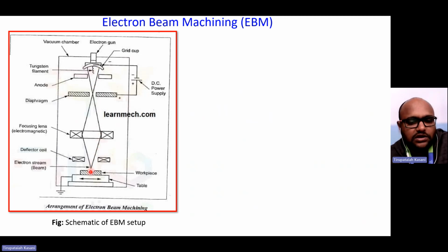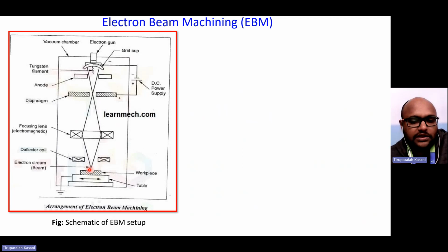All of a sudden, over the top surface of the workpiece, the kinetic energy is converted into heat energy, and the generated heat melts the workpiece, followed by vaporization. Okay, melting and vaporization is the material removal mechanism in this.